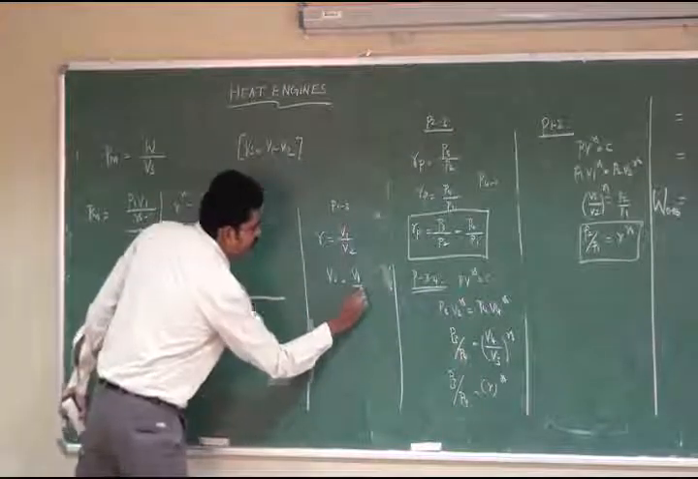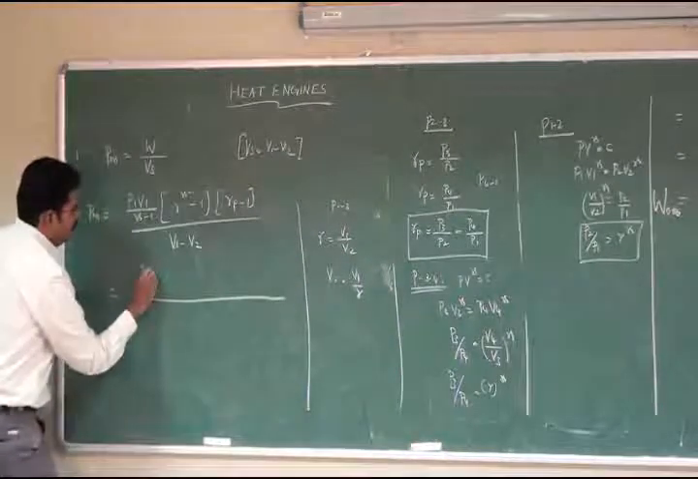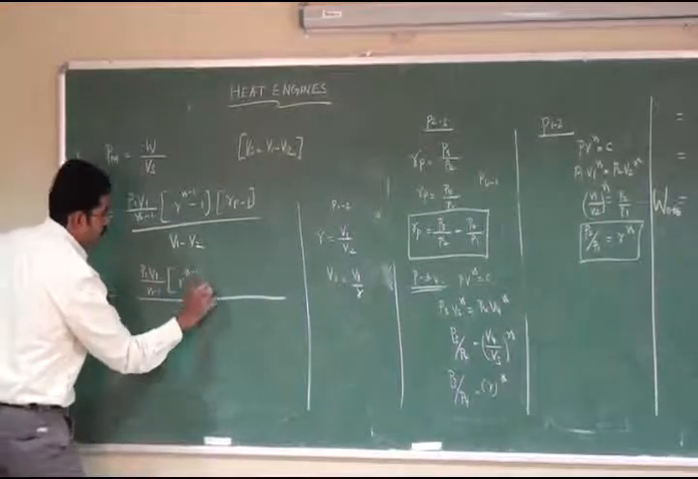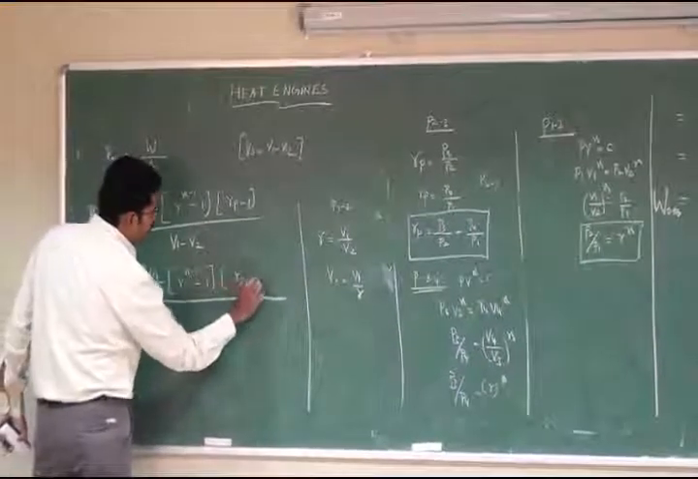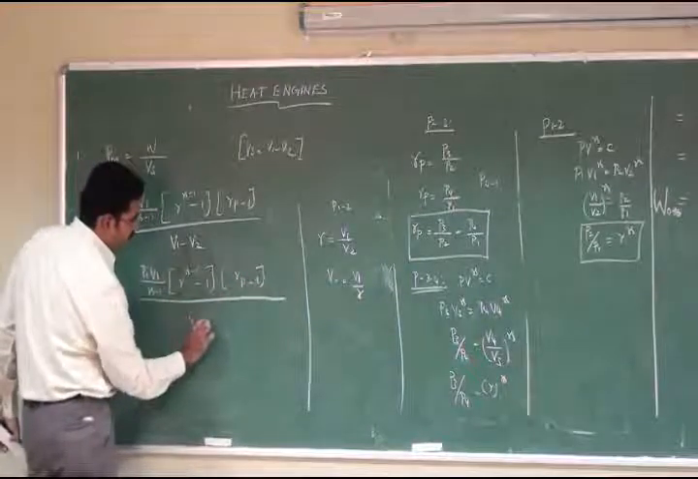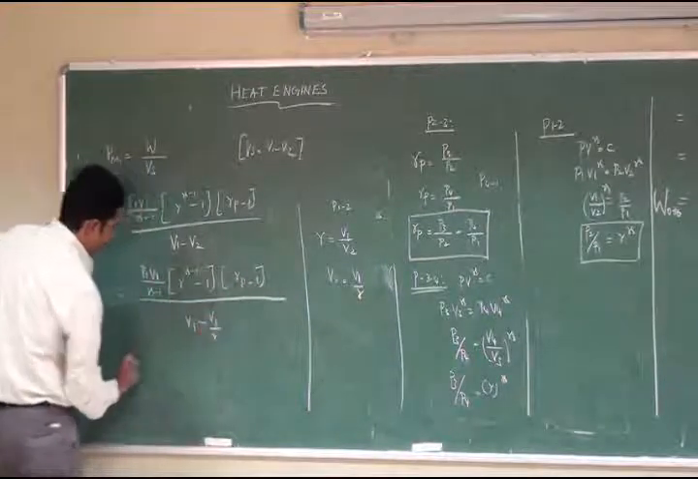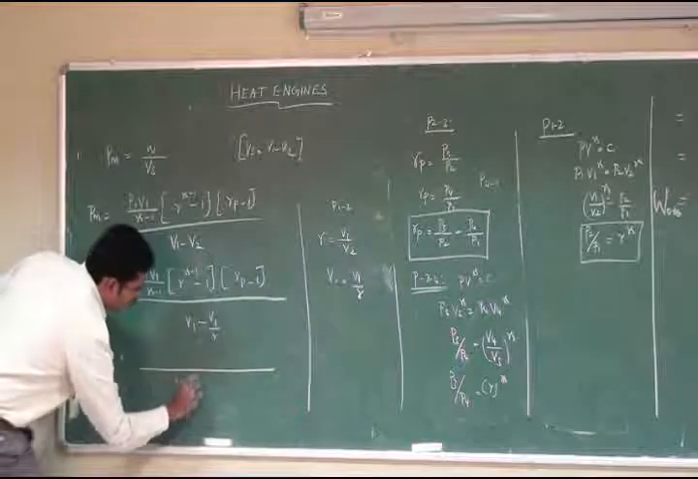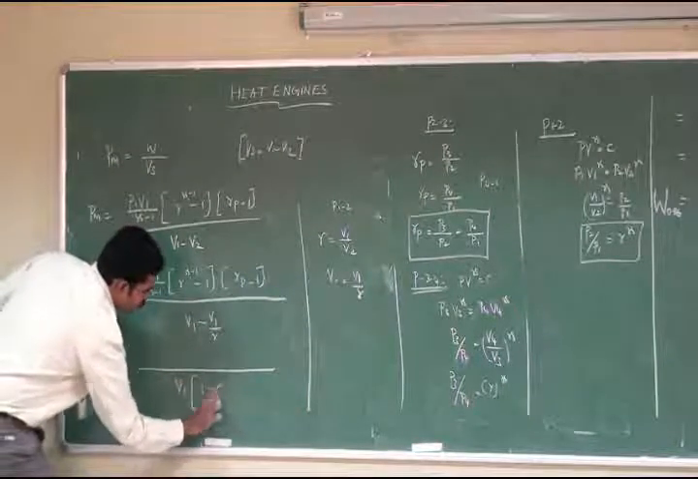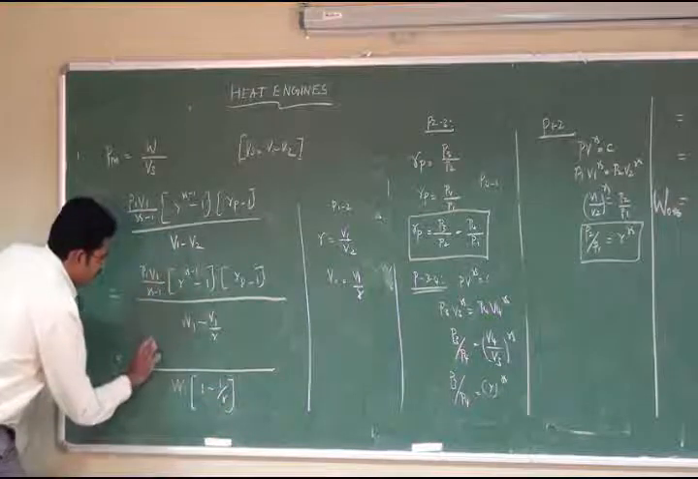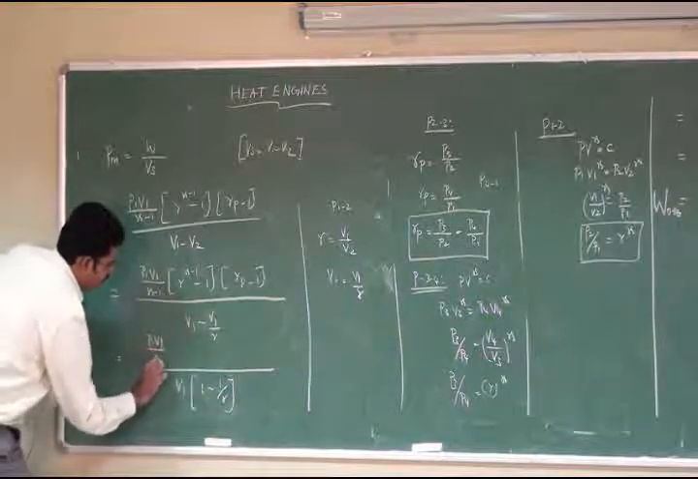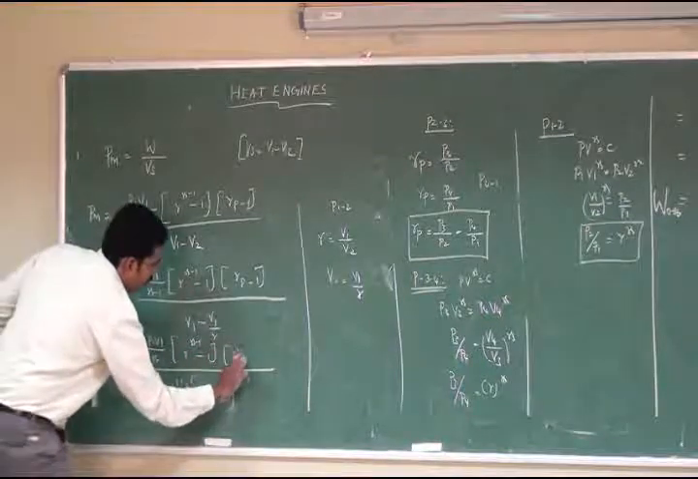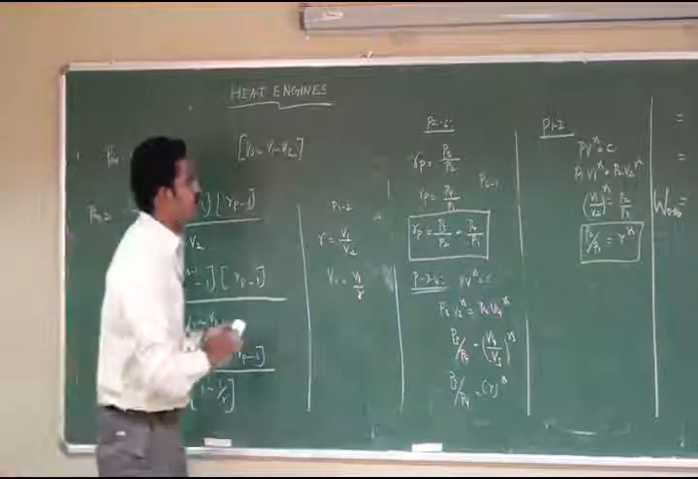V2 can be replaced by V1 by R, that is P1 V1 divided by gamma minus 1, into R to the power of gamma minus 1, into Rp minus 1, over V1 minus V1 by R. Again, V1 can be taken outside, giving 1 minus 1 by R. The term P1 V1 by gamma minus 1 into R power gamma minus 1 into Rp minus 1 will come as it is.